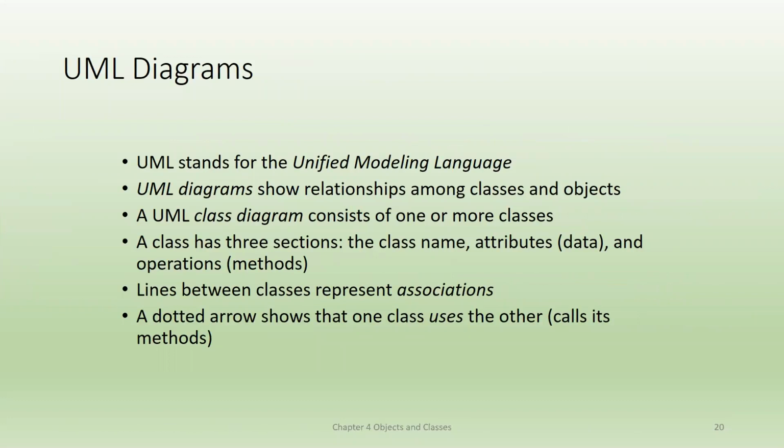Okay. UML diagrams. UML stands for the Unified Modeling Language. It's not Unified Machine Language. It's not Universal Modeling Language. It's Unified Modeling Language. UML diagrams show relationships among classes and objects. If I tell you the relationships between two objects, it's in my English. In English, all human languages are ambiguous. You can interpret it many different ways.